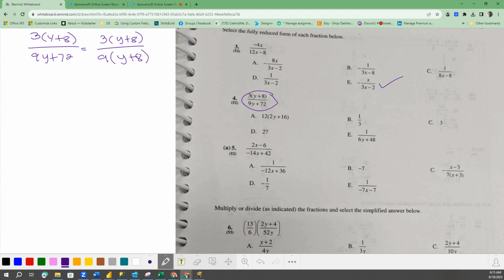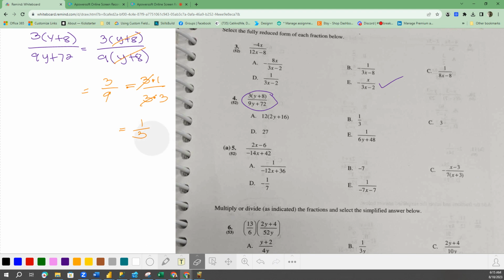Okay, so is there anything we can cancel? You have two factors on top, two factors in the denominator. The y plus 8 are the same. So therefore, you'd have 3 over 9. But then remember, 3 can be factored out as 3 times 1, and 9 can be factored out as 3 times 3. So this 3 again will cancel out, so therefore your final answer is 1 over 3.